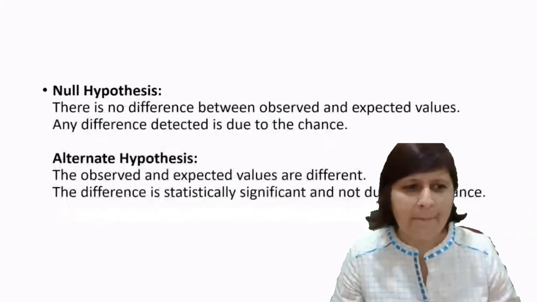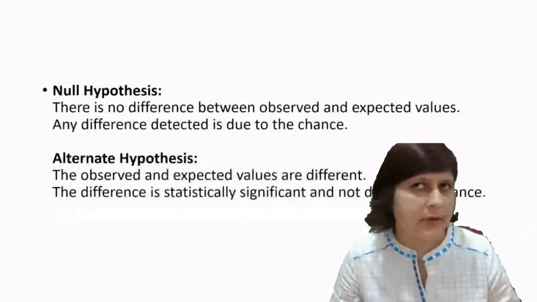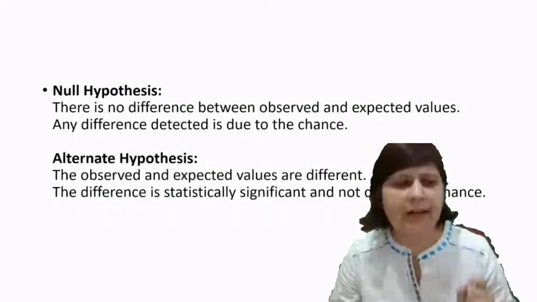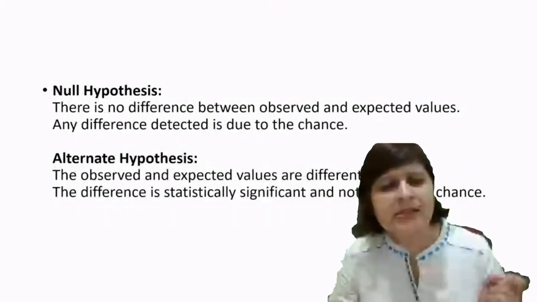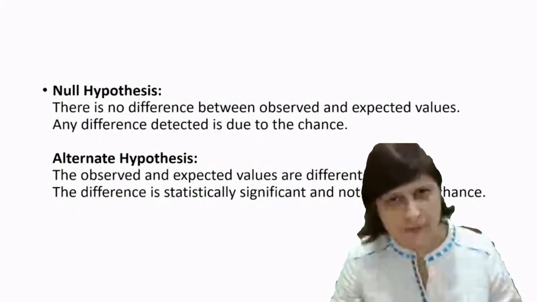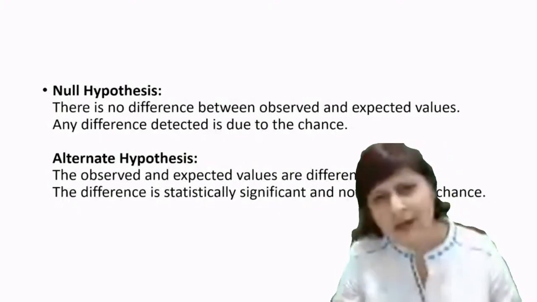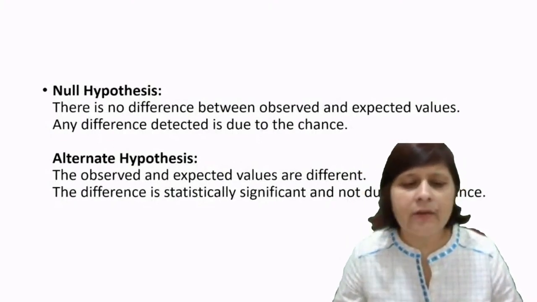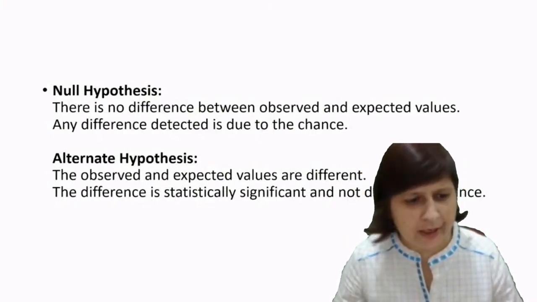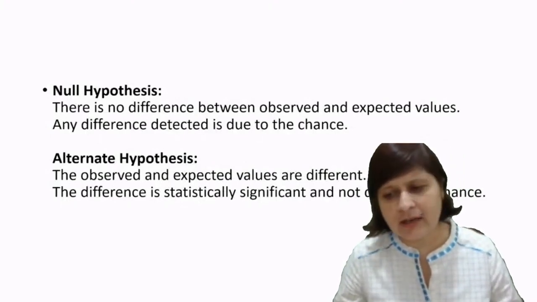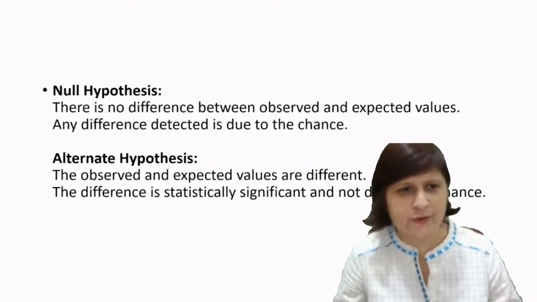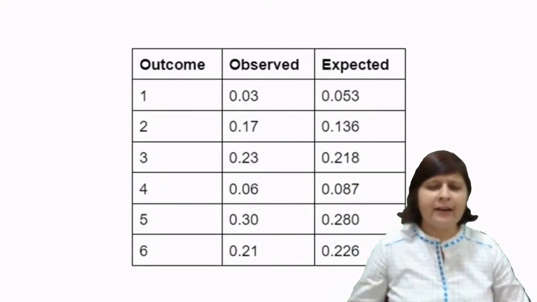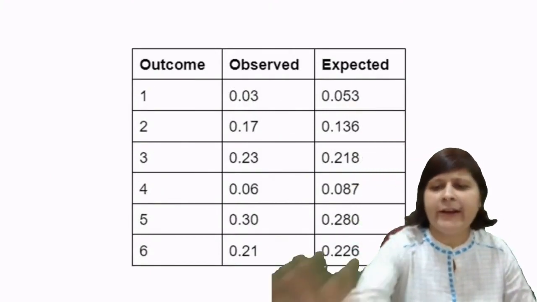My null hypothesis is there is no difference between the observed and the expected value. Any difference detected is due to chance. There is no significant difference in the expected and the observed value. Alternate hypothesis: the observed and expected values are different and the difference is statistically significant and not due to chance. My outcome is I have taken a sample of 6 observed and expected values.